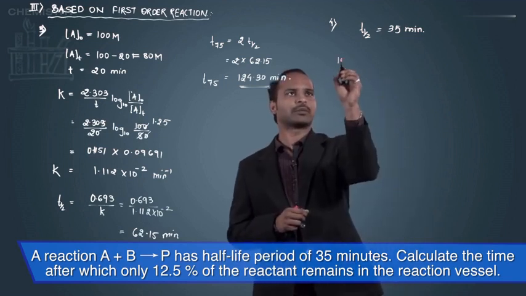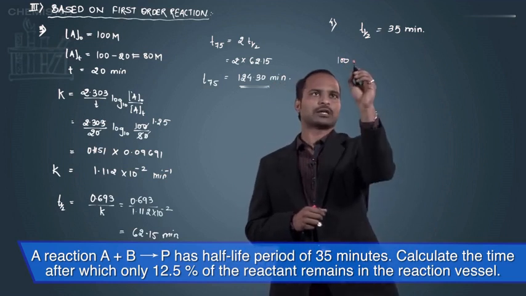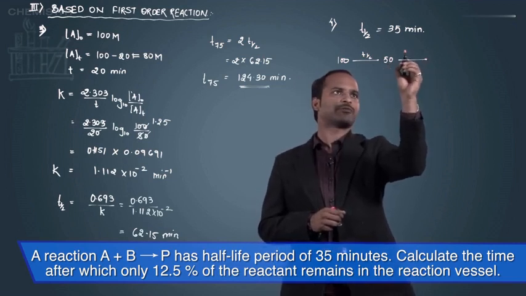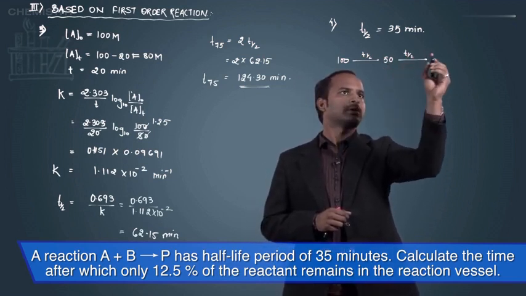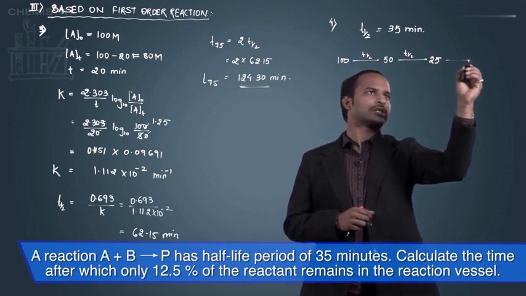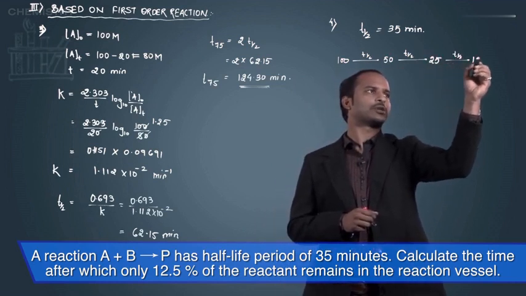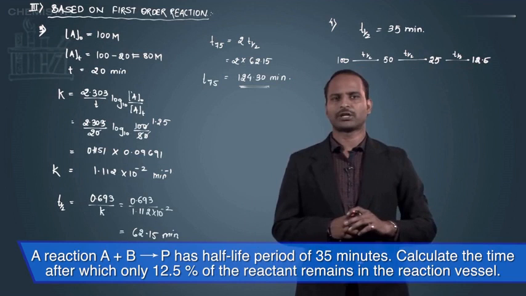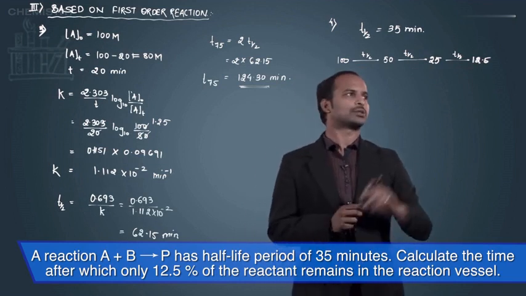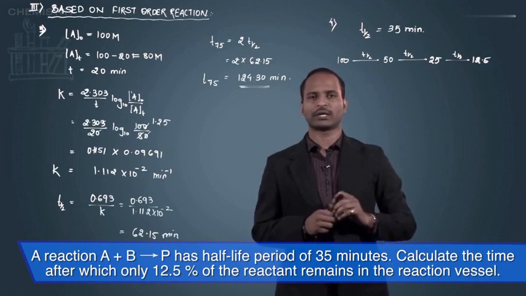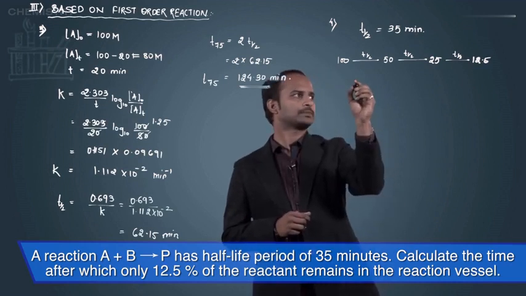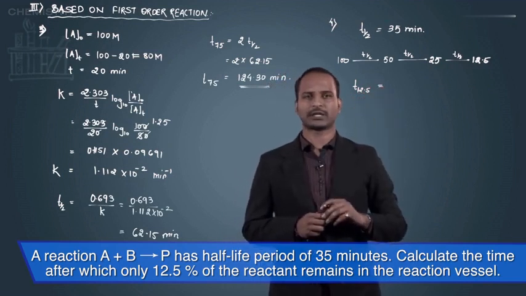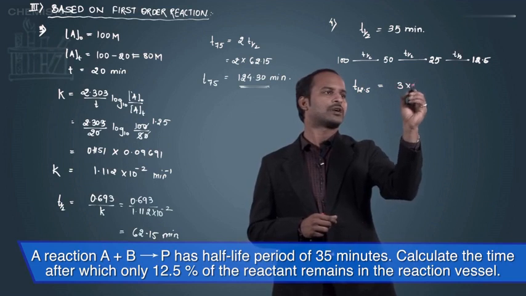Suppose in the beginning I am taking 100% of the reactant. So after 1 half-life period it is going to be 50. After the next half-life period, it is going to be 25% reactant left. After the next half-life period, the amount of reactant left will be 12.5%. So I can say that the time after which only 12.5% reactant is left is equal to 3 half-lives. So the time required will be equal to 3 times the half-life period.